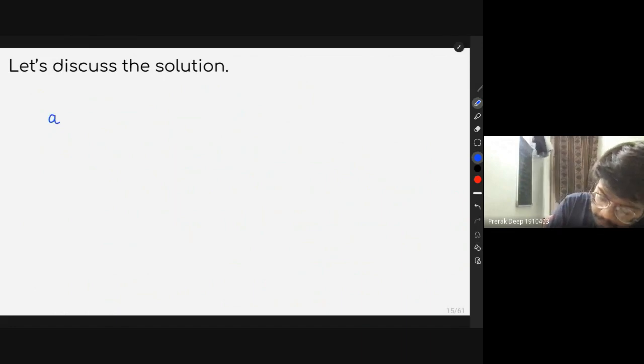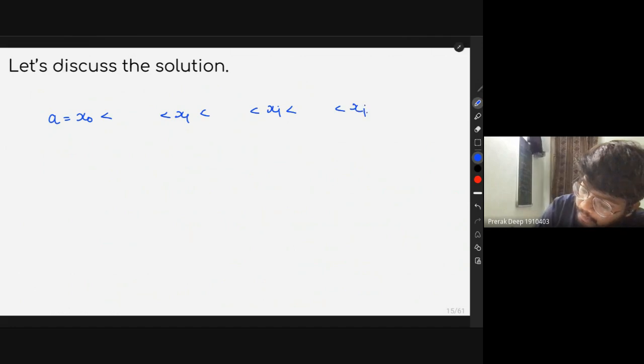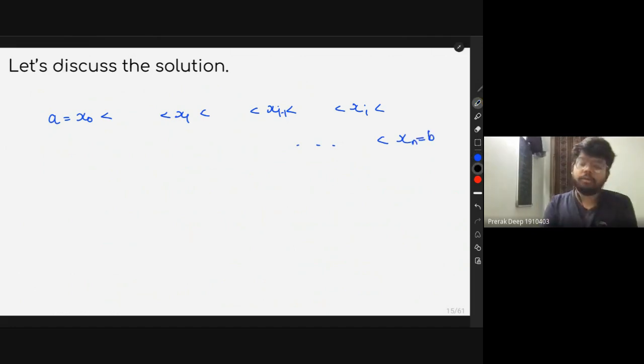Yeah. So I had this partition earlier, which is x naught, and then there is x1, and then there is xi. Then there is xi minus 1 and then xi, and going in this way, then there was xn, which is b. And what we did, we found some element in between x0 and x1.